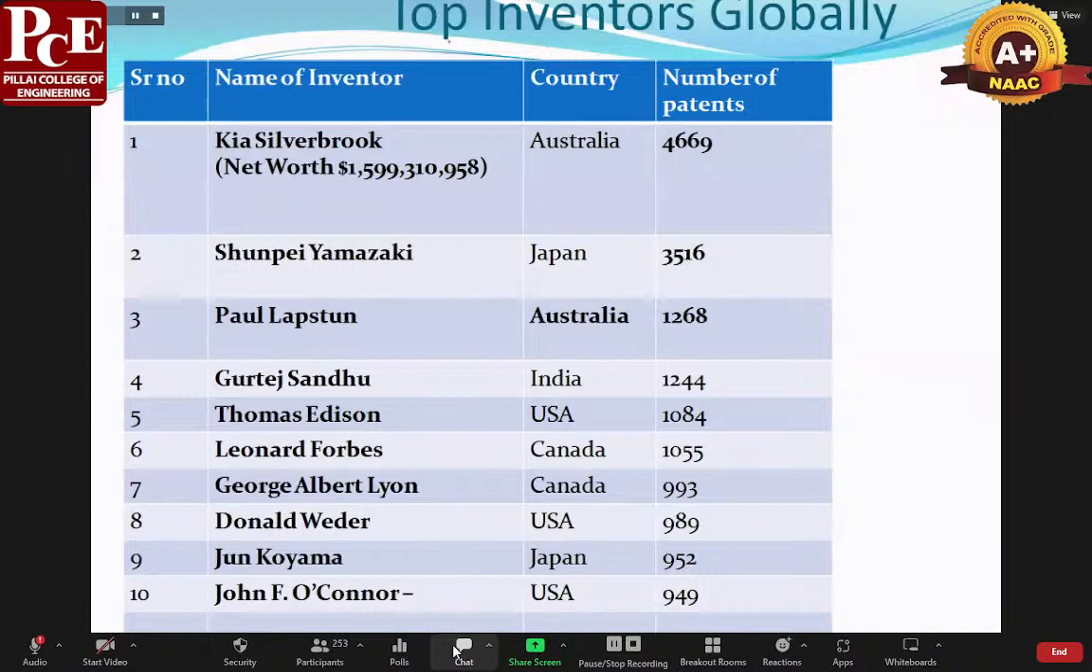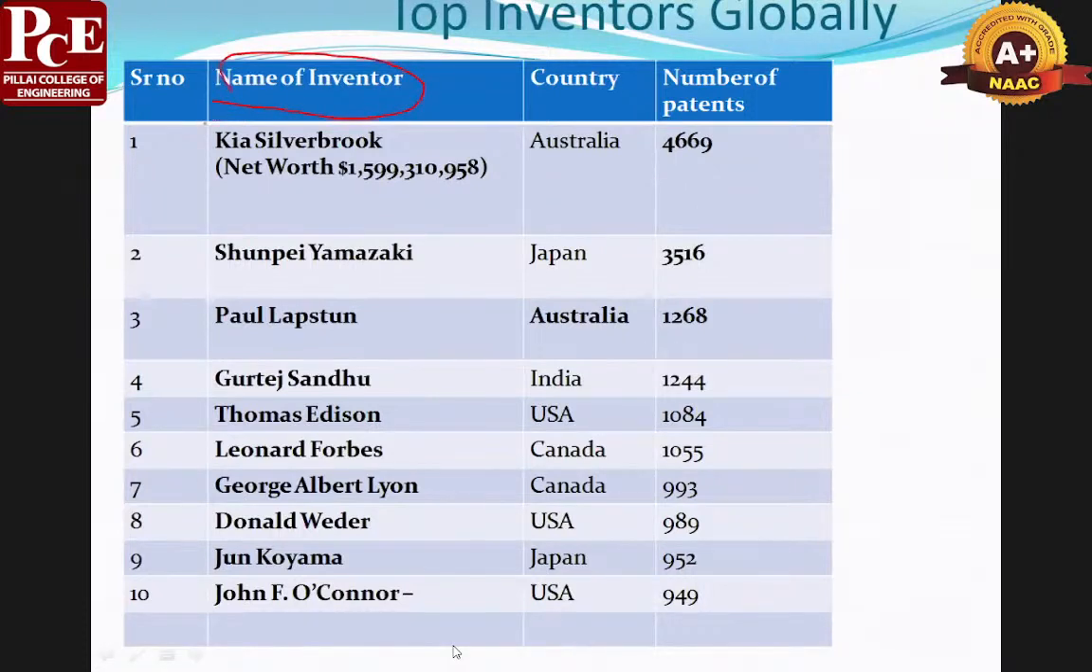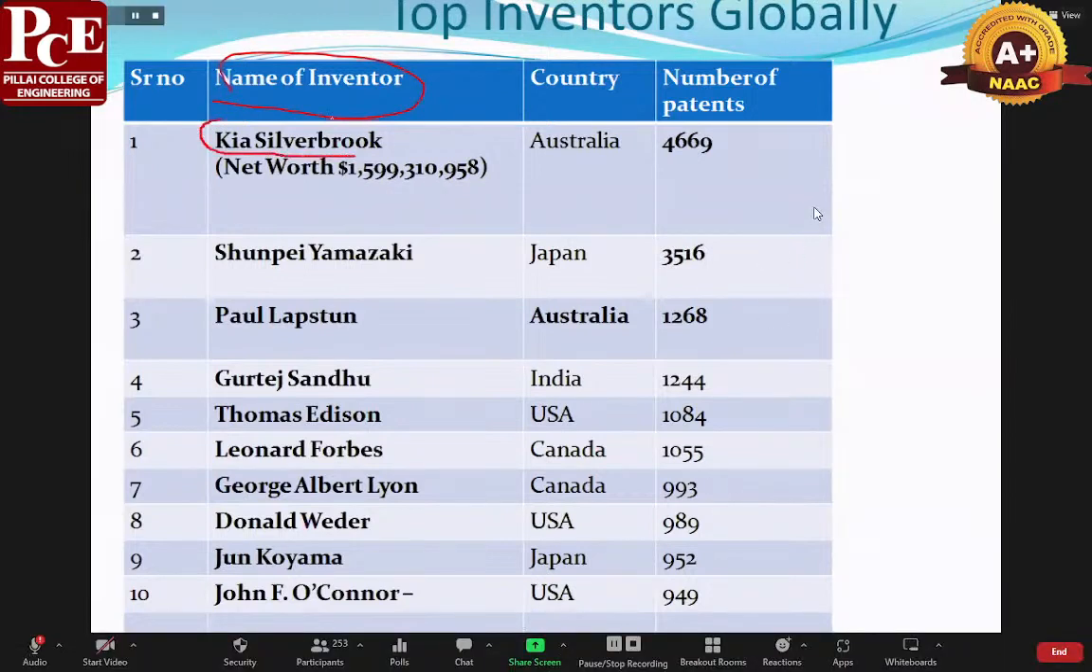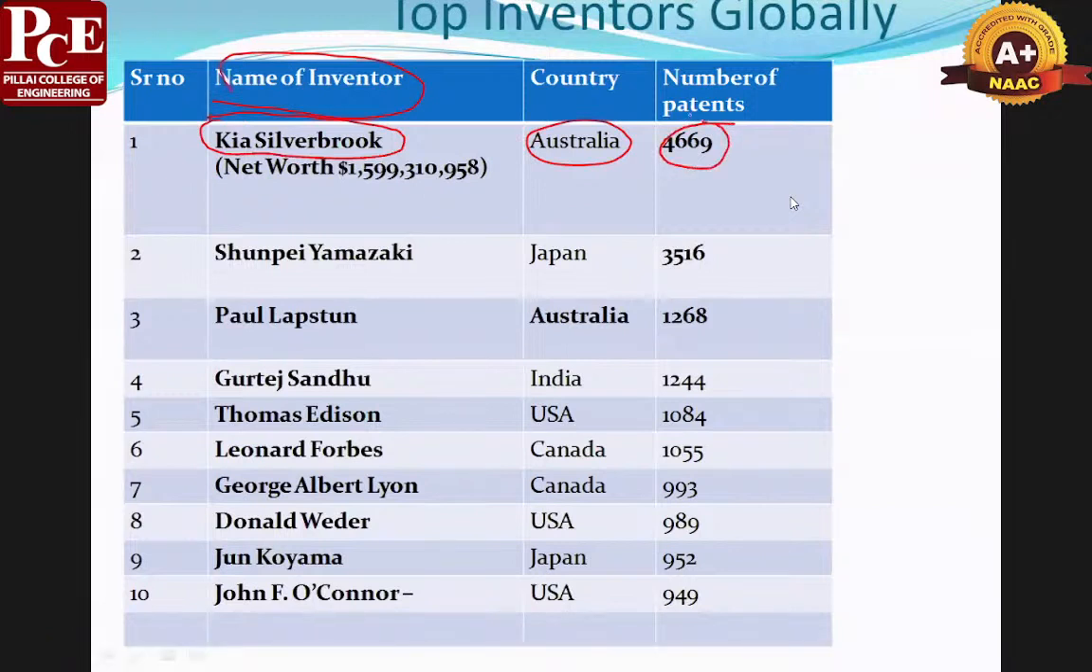Okay, now one more thing. Now there are a number of inventors. This inventor, Kia Silverbrook, is from Australia and he filed 4,669 patents. So what will happen with this? Now you can check his net worth.